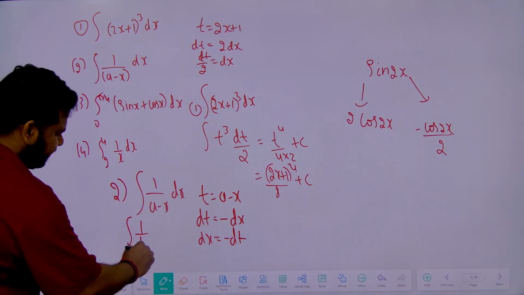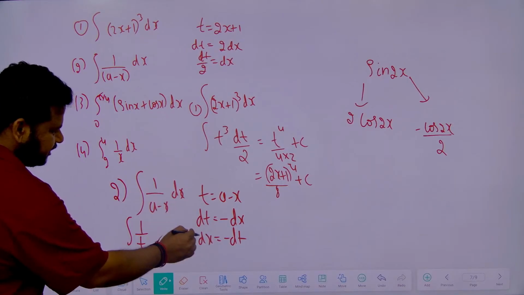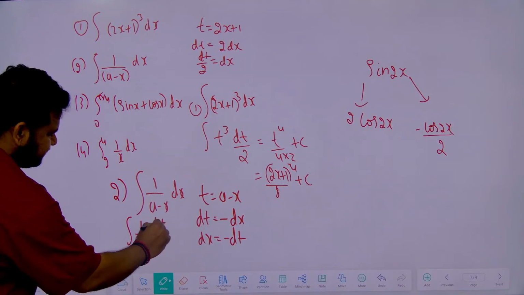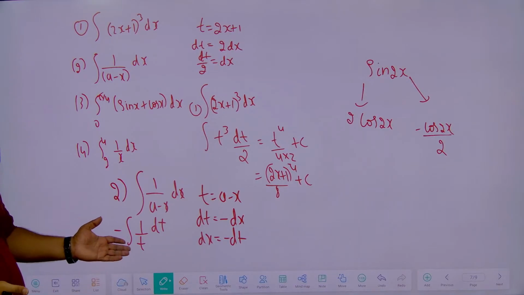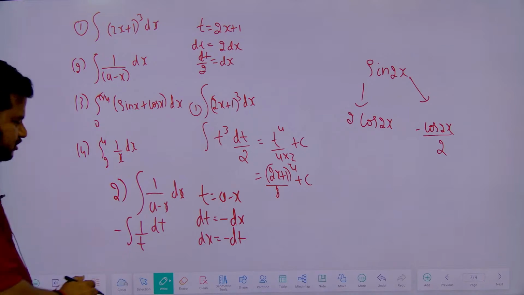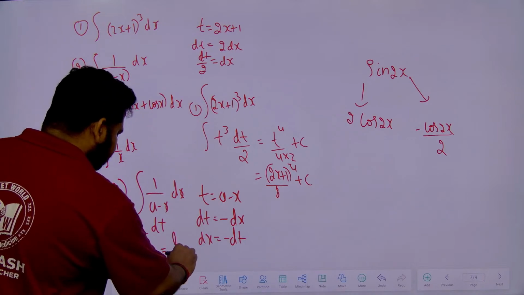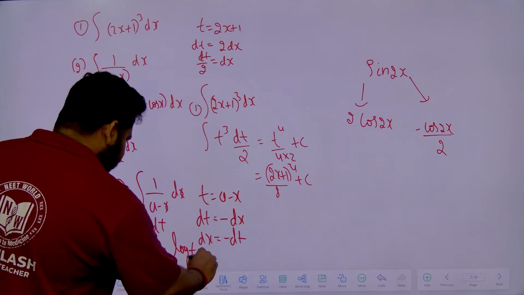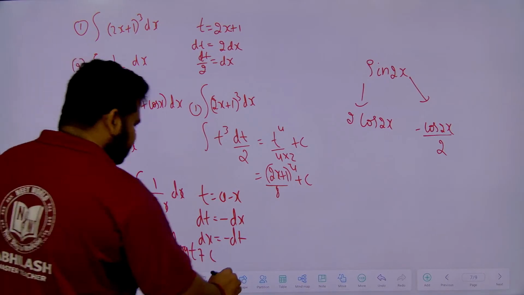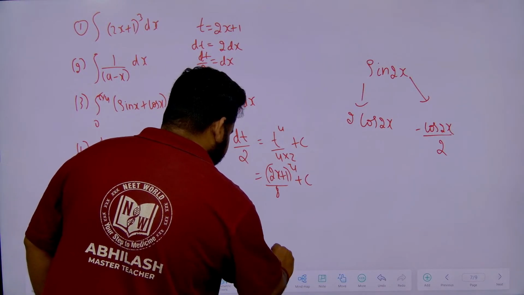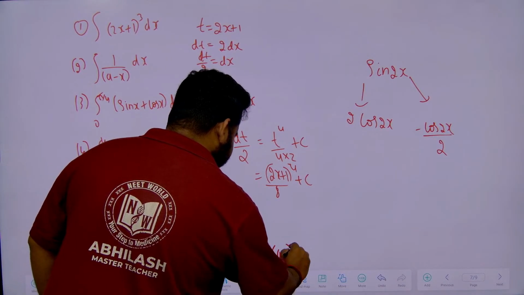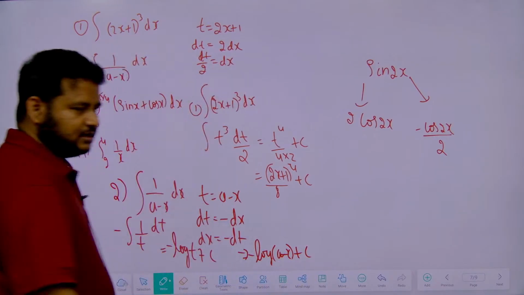So this will become equal to integral of 1 by t. Instead of dx, what should I write? Minus dt. So dt I'll write, minus I'll take outside. Integration of 1 by t is what? Log t. Integration of 1 by x is log x. So integration of 1 by t is log t. So this will become equal to log t plus c, minus will be there outside. But what is t? t is a minus x. So minus log of a minus x plus c, outside minus is there. Like this you have to do.